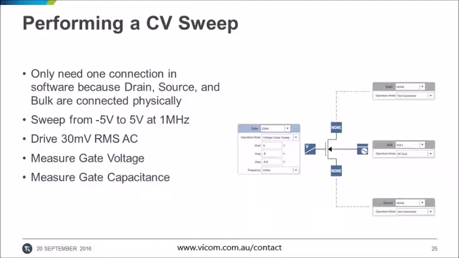Performing a simple CV sweep would be one of the more important tests to run on a MOS device right out of the fab. We're going to sweep the bias from -5 volts to 5 volts at 1 megahertz, and we're going to drive a 30 millivolt RMS AC signal on top of that. Measuring the gate bulk voltage and gate capacitance can tell us lots of information about our device, including our oxide thickness and impurity concentration. These, among others, are important results when analyzing a wafer-level semiconductor.